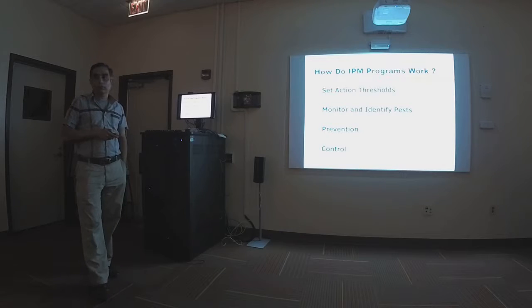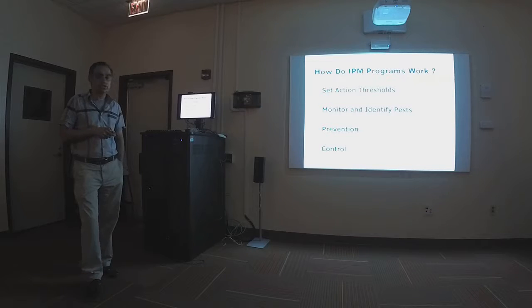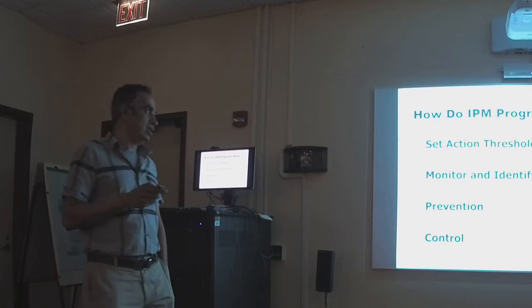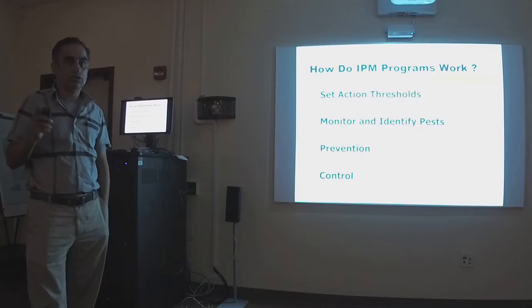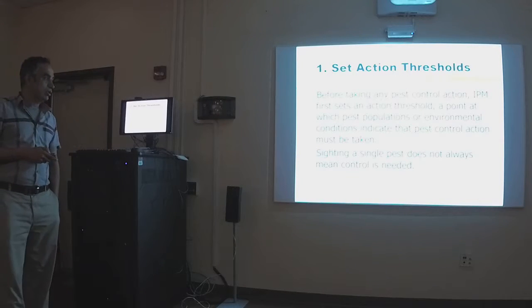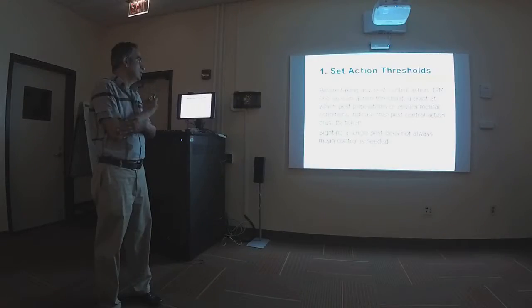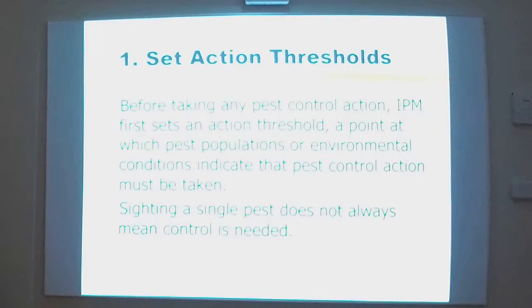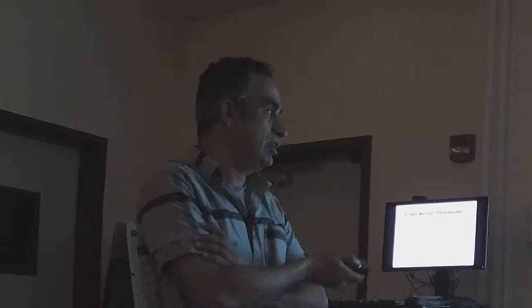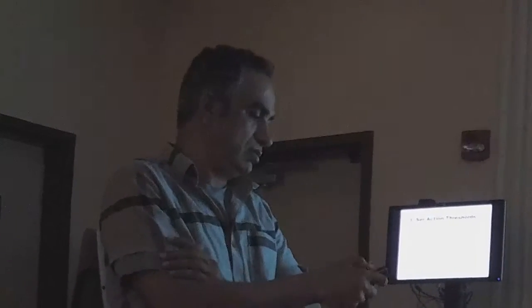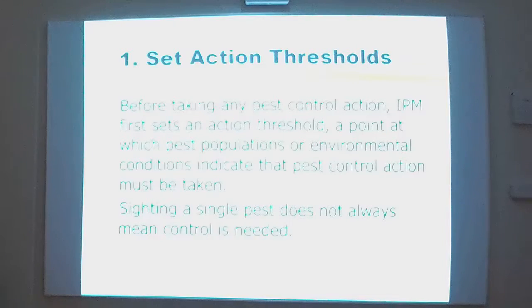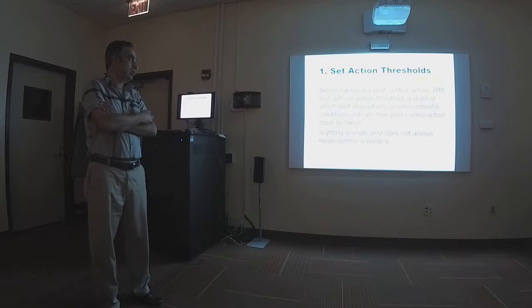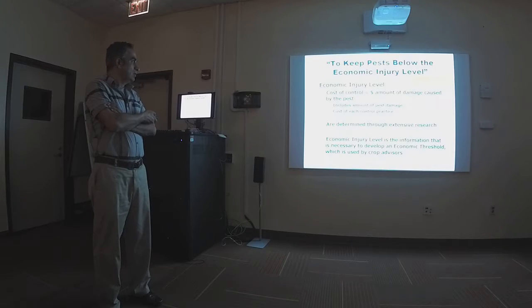Okay, how does an IPM program work? I'm going to talk about four steps: action threshold, monitor and identify pests, prevention, and control. Before setting an action threshold, what we need to know is what kind of insect it is and what is causing the damage. So at a point at which the pest population or environmental condition indicates that pest control action must be taken.